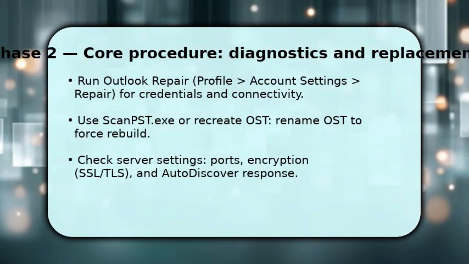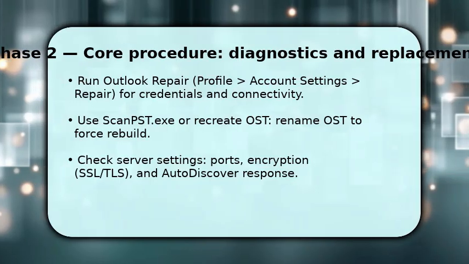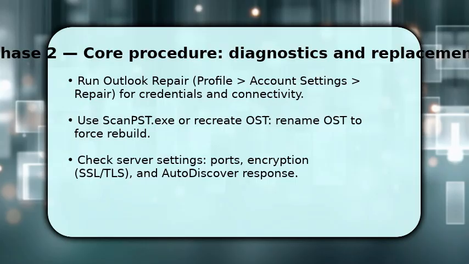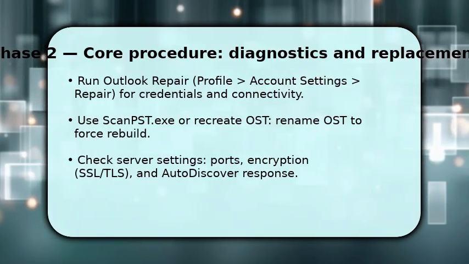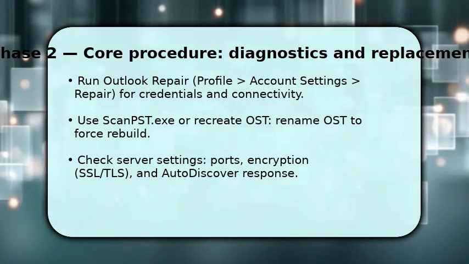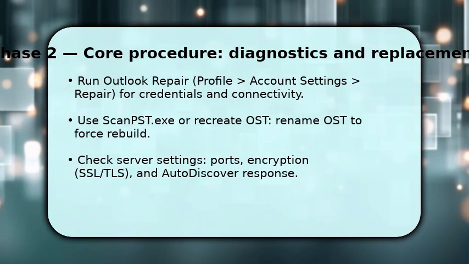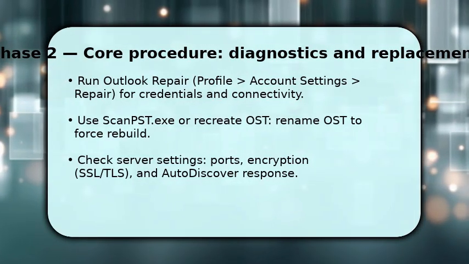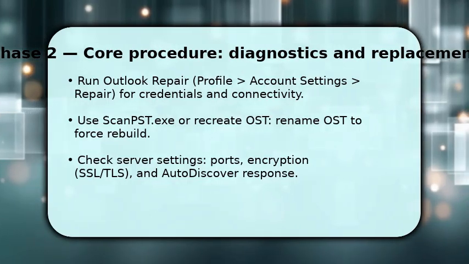Repair the account to refresh credentials and test connectivity. If repair fails, run scanpst on PST files or rename the OST to force Outlook to rebuild the local cache. This resolves corruption. While that runs, verify incoming/outgoing server ports and encryption. Make sure SSL or TLS matches the provider.